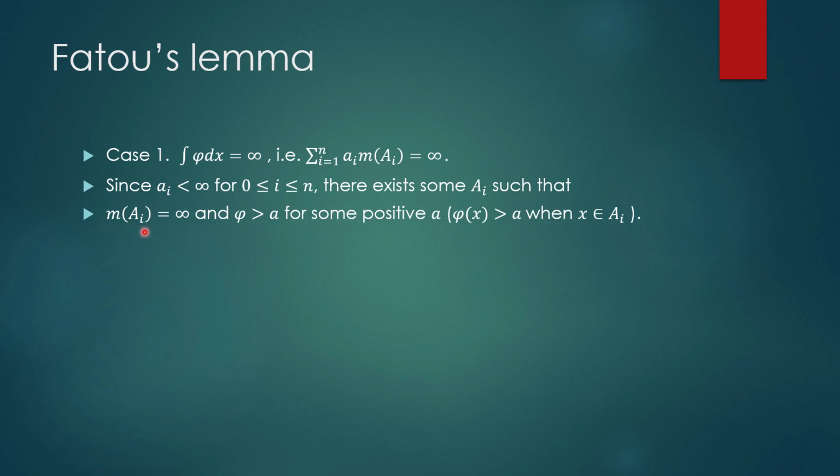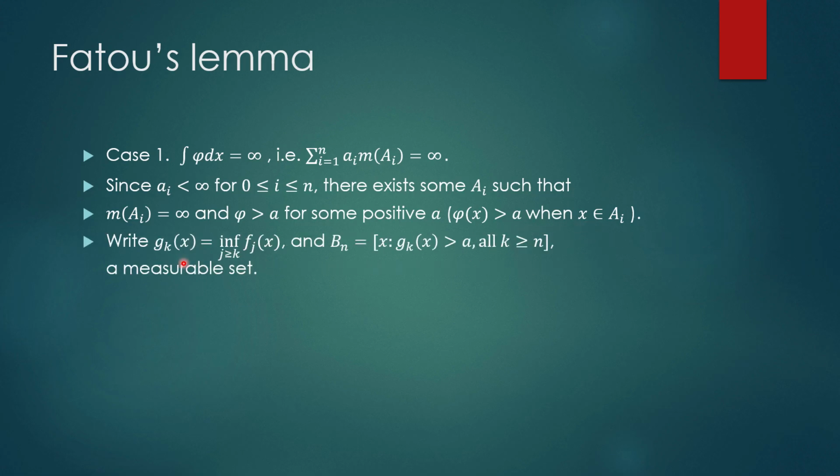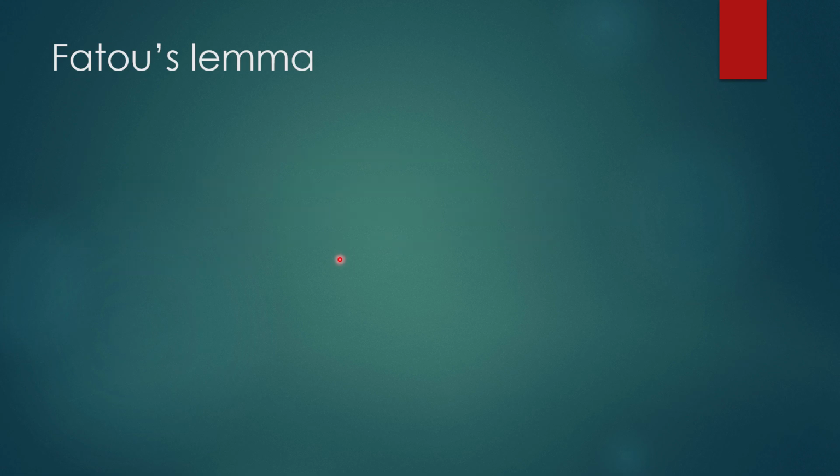So the measure of Ai is equal to infinity, and when the measure of Ai is infinity, phi cannot be 0. So phi is greater than some positive number a, that is, phi(x) is greater than a when x is a member of Ai. Then we write gk(x) equal to the infimum over j greater than or equal to k of fj(x). So gk are increasing functions, and we define Bn exactly equal to the set of x such that gk(x) is greater than a for all k greater than or equal to n. Then the Bn are measurable sets.